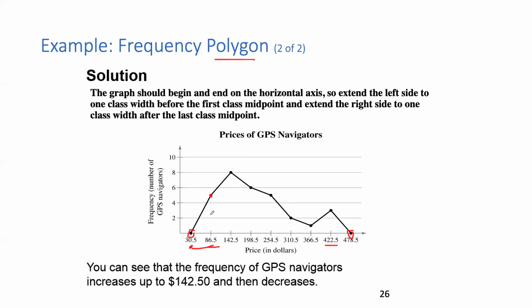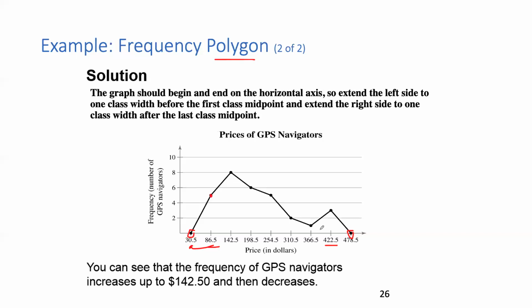And now this gives us a nice little way of looking at how the frequency itself is evolving, right? We can see that the frequency is really high in here. You can see that the frequency of the GPAs increases up to 142.5 and then slowly decreases from there. So there's a lot of increase in frequency here, then slowly the count begins to come down. Okay, so that's the story with the frequency polygon.